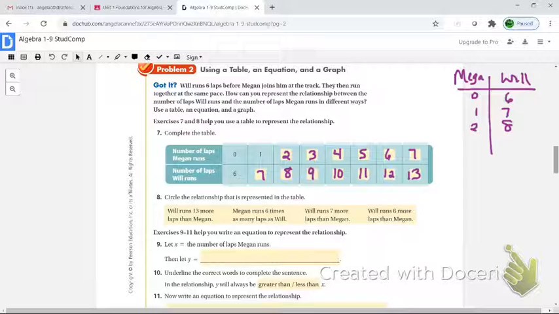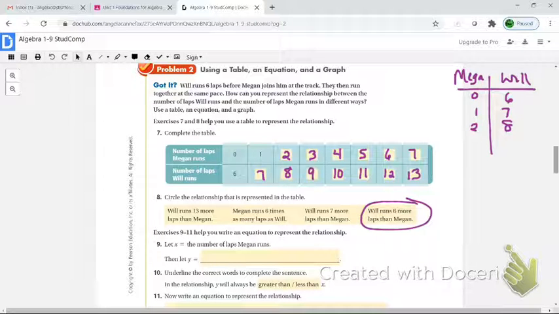Okay. Now, for 8, it says circle the relationship that's represented in the table. Will runs 13 more laps than Megan. Well, that doesn't look like that's the case. Megan runs 6 times as many laps as Will. So we would take Will's times 6. Well, that would mean she's running like 36 and 42 and so on. That's not the case. Will runs 7 more laps than Megan. Well, that's not the case either. Finally, Will runs 6 more laps than Megan. And that is the case.